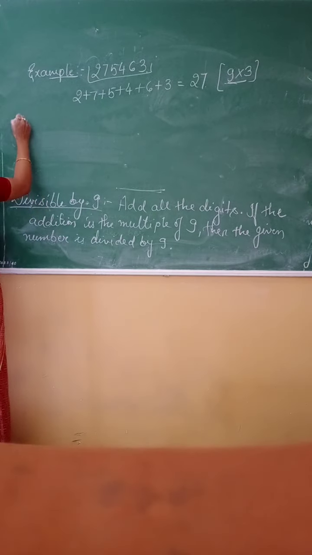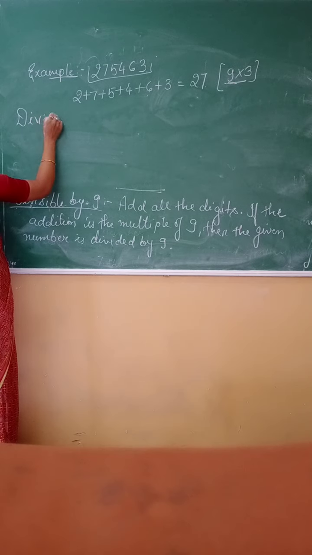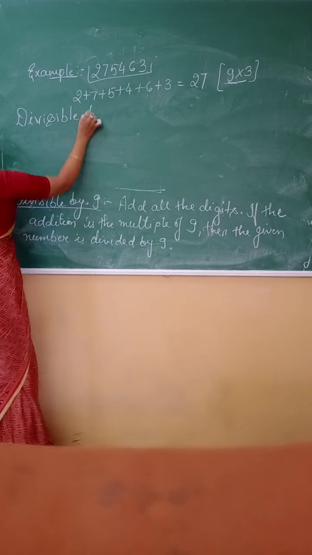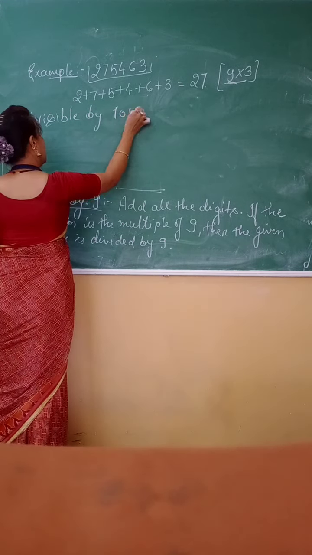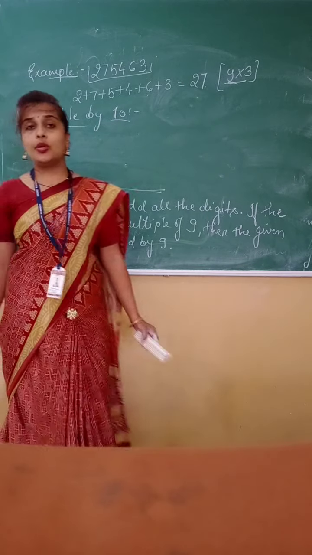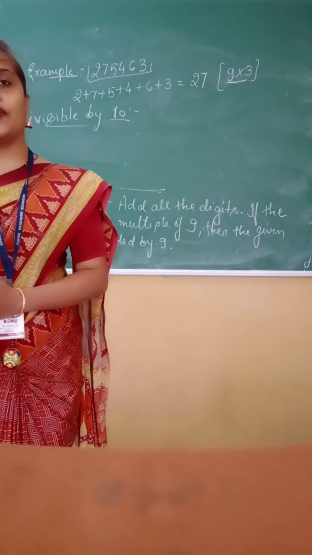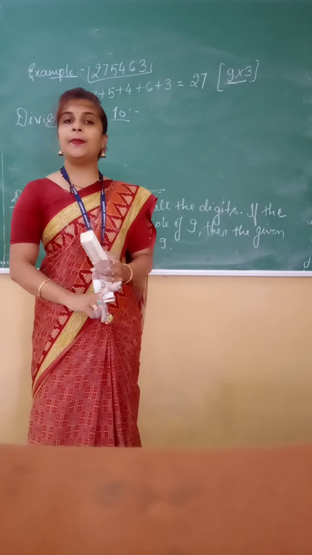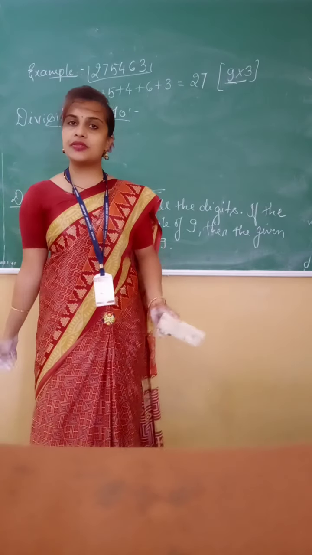Then the next one is divisible by 10. Very easy rule to find out the divisibility of 10. That is, if the unit place has 0, then the number is divisible by 10.